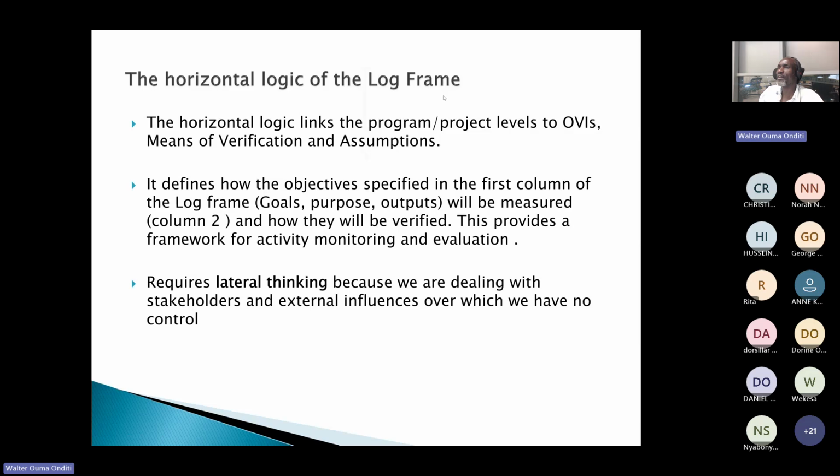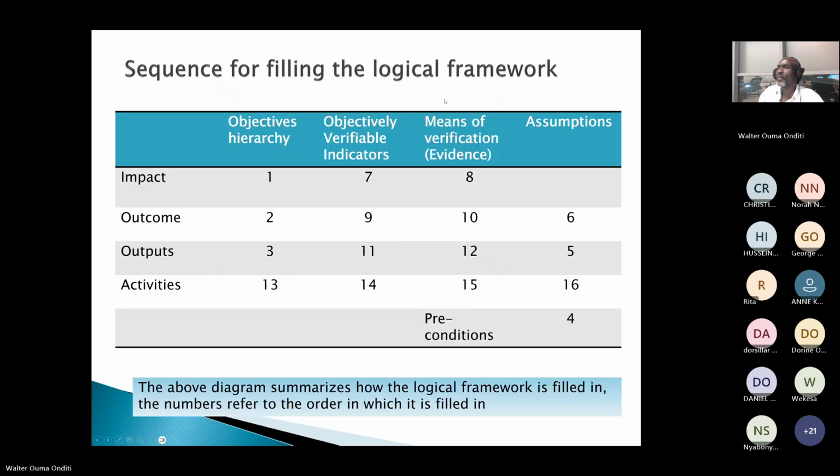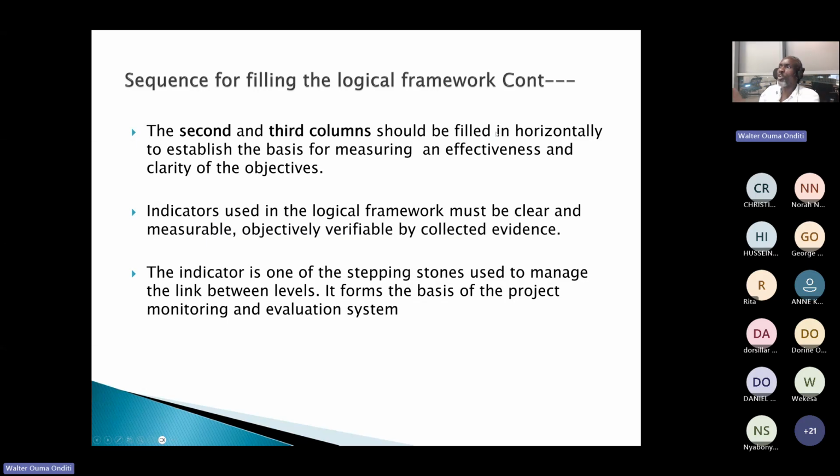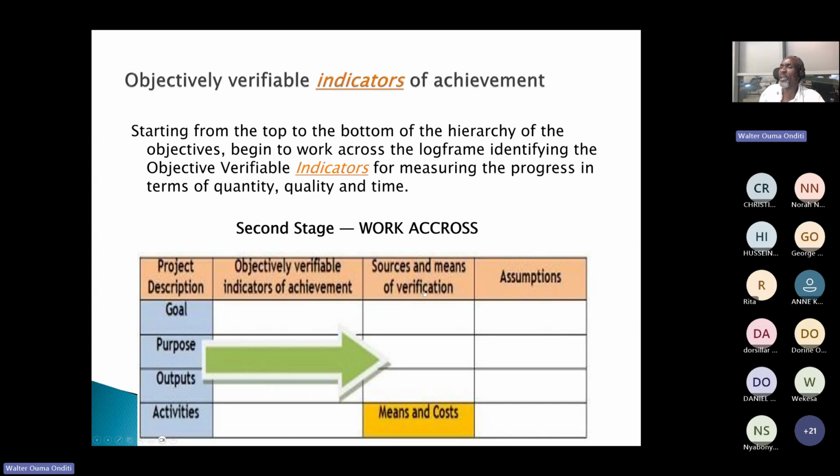So we are saying here, okay, should be filled in horizontally. That is the indicators and the means of verification. They go together. Once you know the indicator, the means of verification should follow to establish the basis for measuring the effectiveness and clarity of the objective. Indicators used in the logical framework must be clear and measurable. In other words, the word SMART should come in. It is one of the stepping stones used to manage the link between levels. It forms the basis of project monitoring and evaluation, just like how we have seen in the system there.